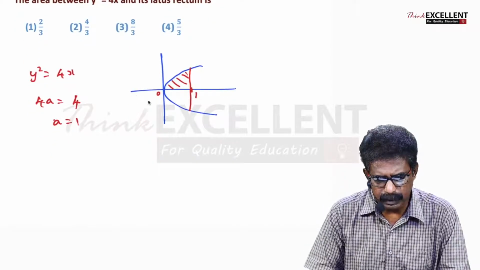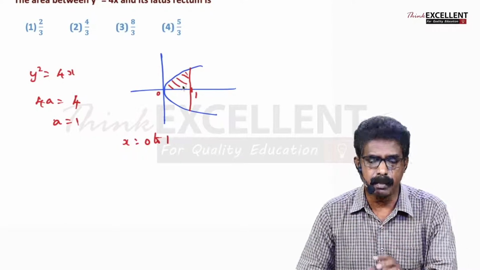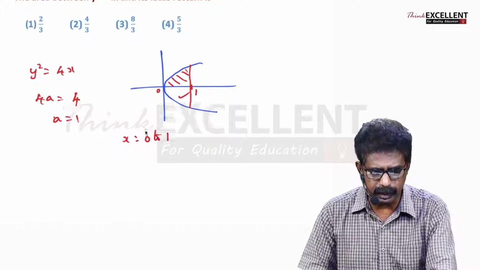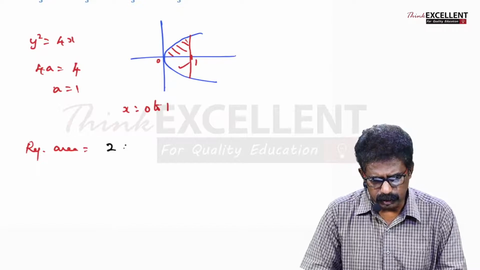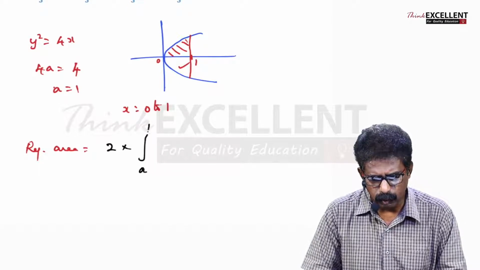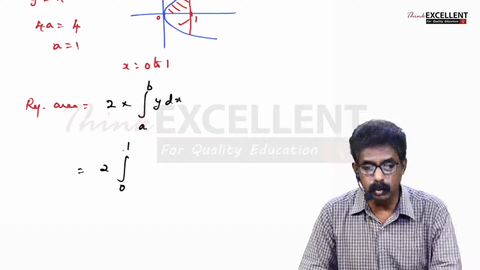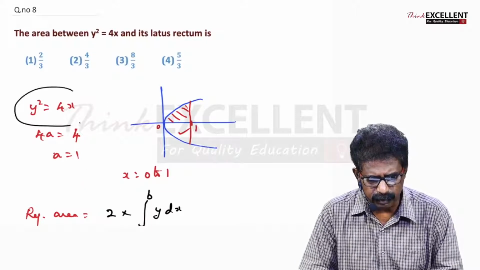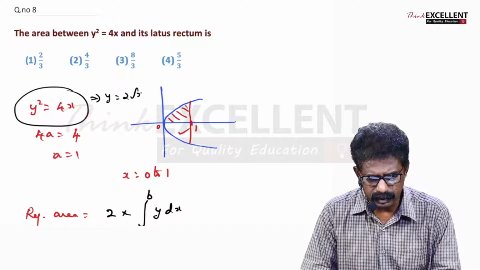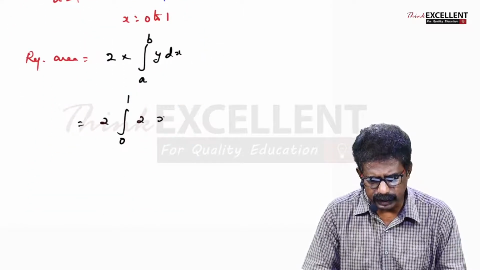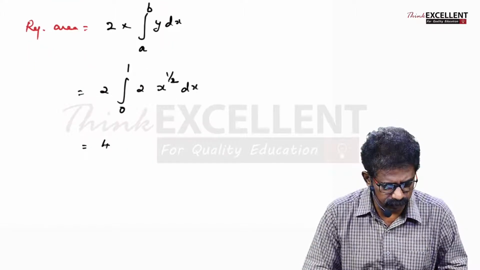So x varies from 0 to 1. Find the area in the first quadrant, but one more portion like that is there, so you have to multiply by 2. So the required area is 2 into the area formula, integral a to b of y dx. That is 2 into the integral from 0 to 1 of y dx. What is y? You can find y from here. Y square is 4x, so y equal to 2 root x. Root x means x raised to half. That is 2 into 2, 4. You take that 4 outside.